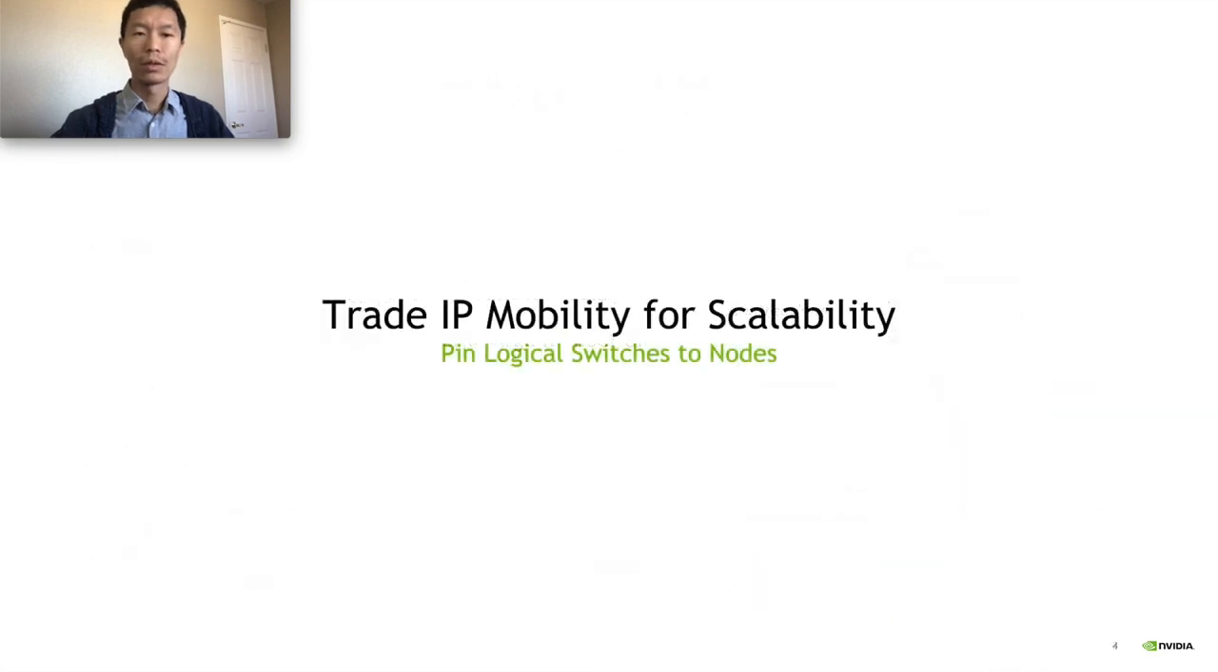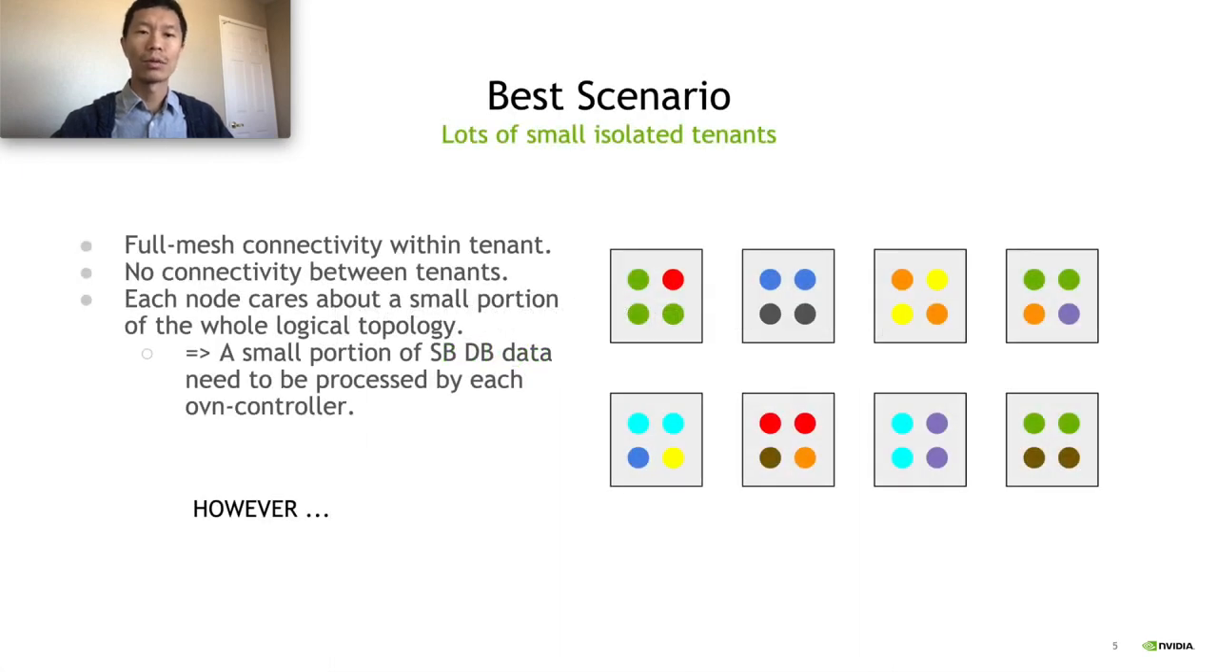The first thing I will talk about is trading IP mobility for scalability. Let's look at some background. There are some best case scenarios where lots of small isolated tenants exist in the cloud. Within each tenant, the workloads need to communicate with each other, but between the tenants, there's no communication at all. So that means on each node, there is only a very limited number of logical topologies, and the size of data to be processed by each OVN controller will be very small, and there's not much processing pressure required.